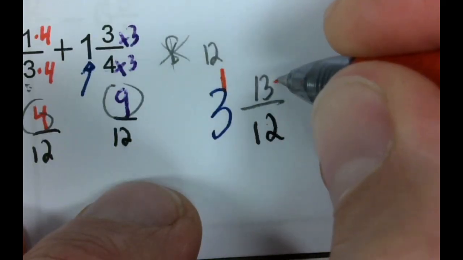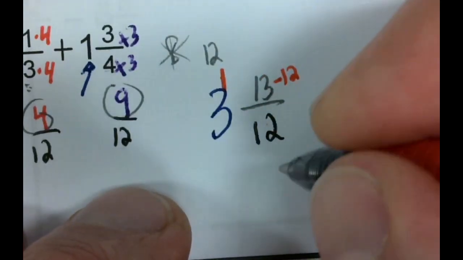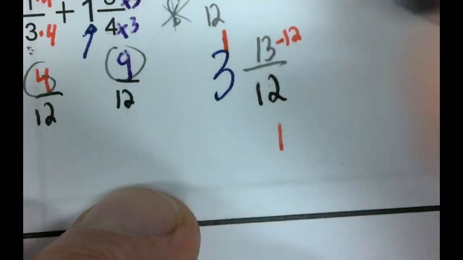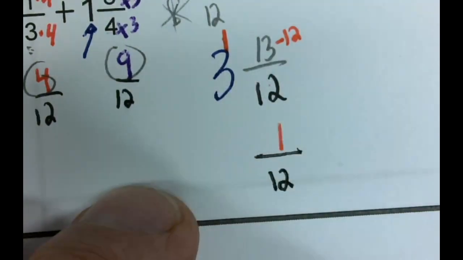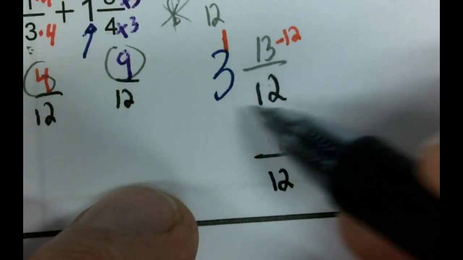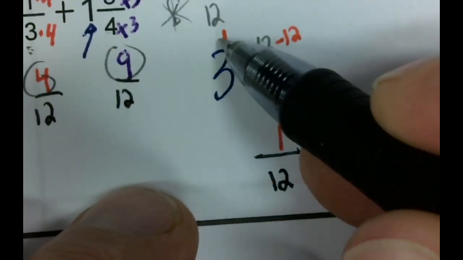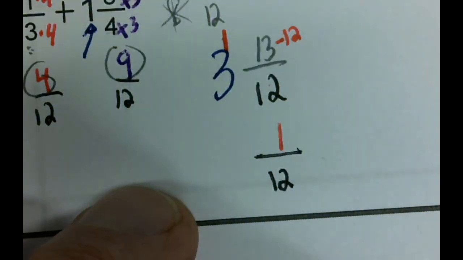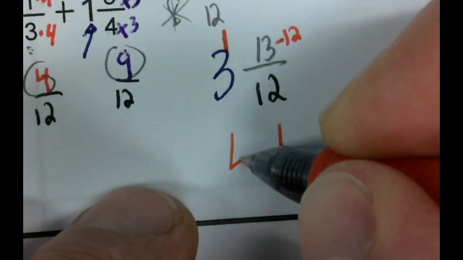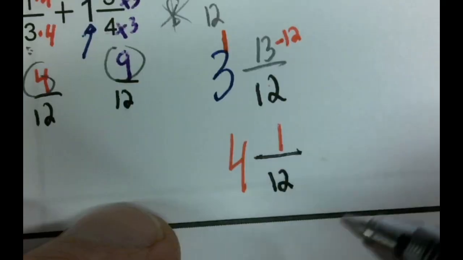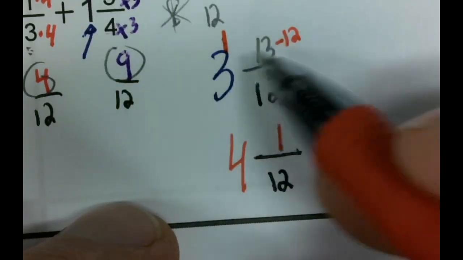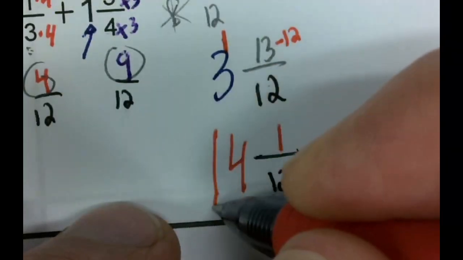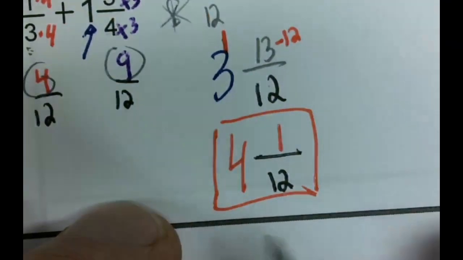1 times 12, take that away from the top. That's why I've got 1 on the top. That number on the bottom is going to stay there. But now I've got to be careful because now I don't have 3 anymore. I made another whole number. So I need to add that 1 to the 3 and get 4 and 1/12. Oftentimes, the mistakes come in when we have to start simplifying fractions or if we forget to do that.